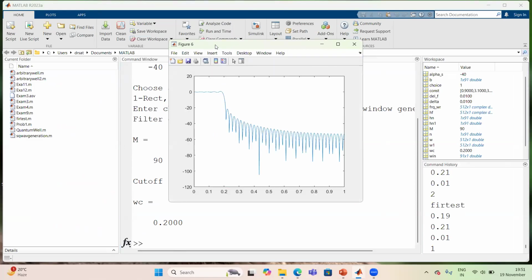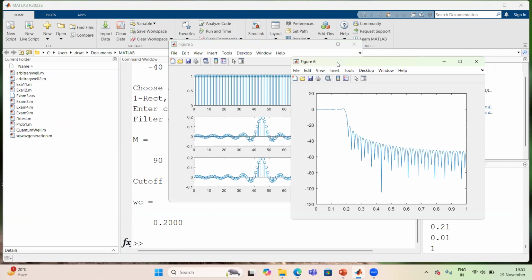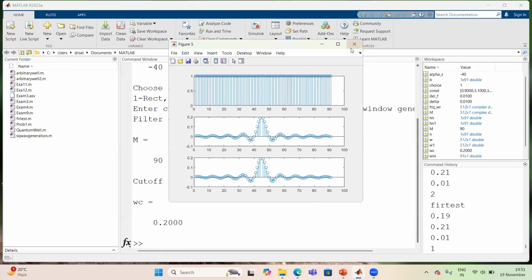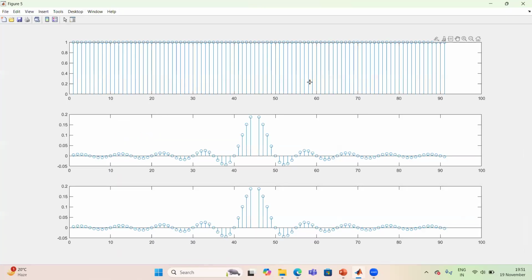Here m means the order of the filter. And here is the window that we have generated, the rectangular window, and then here is the corresponding ideal low pass linear phase filter impulse response, and then the multiplication of the two. In this case, because it is a rectangular window, all these sample values are 1, so all the samples are similar. These magnitudes are all the same. This way we have generated it.